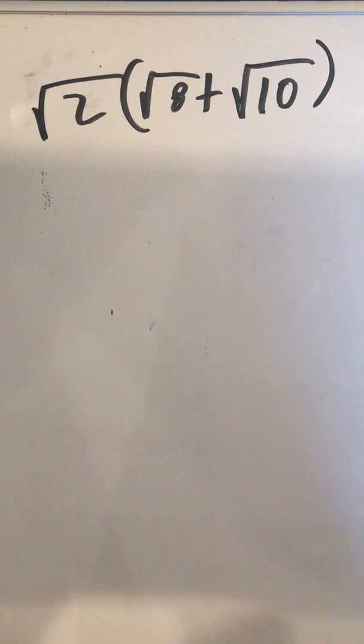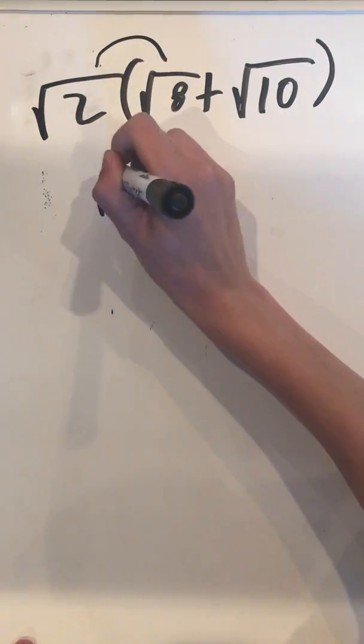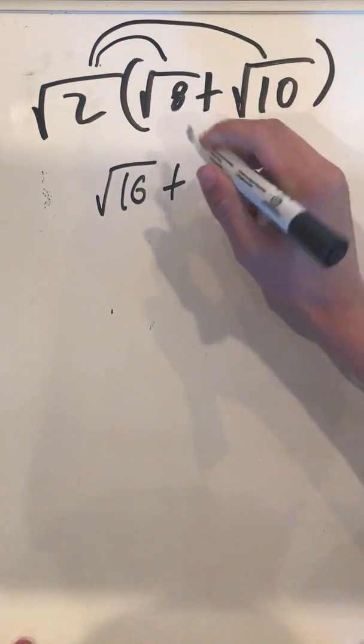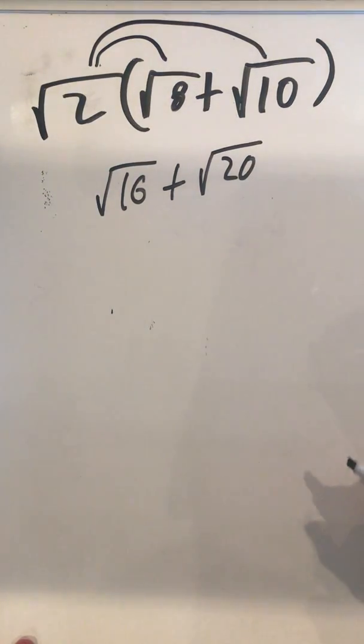Starting with A, we have the square root of 2 times the square root of 8 plus the square root of 10. First thing we're going to do is distribute the square root of 2 across. So the square root of 8, giving us the square root of 16, plus distribute to the square root of 10, the square root of 20. Now we are going to simplify these.